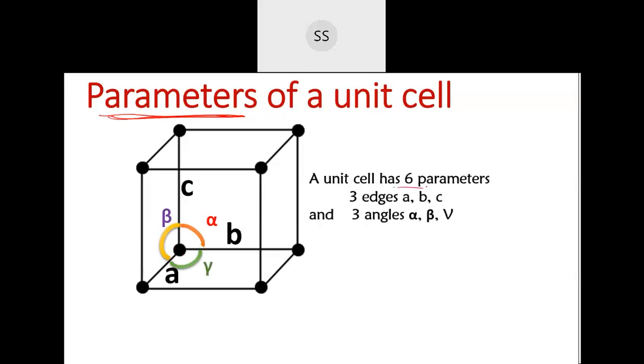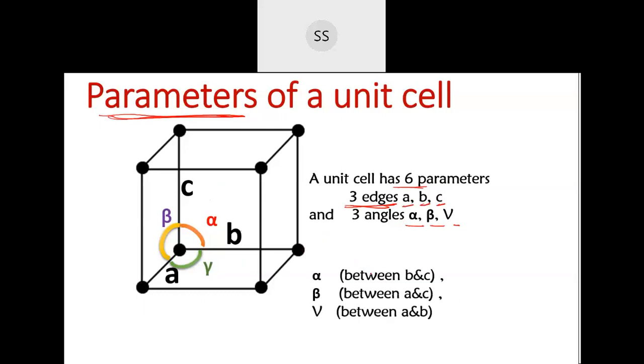So there are altogether six. I said there are three edges: A, B, and then C. Because it's three dimensional, you will have three different directions. And since there are three sides, you will have three angles also. Those three angles are alpha, beta, and then gamma. So you can write this down: parameters of the unit cell. The unit cell has 6 parameters, 3 edges and 3 angles.